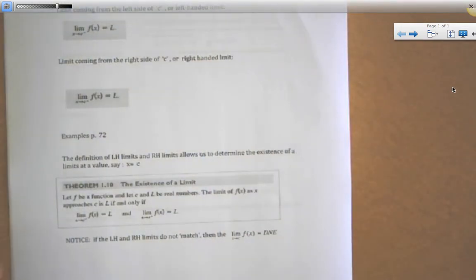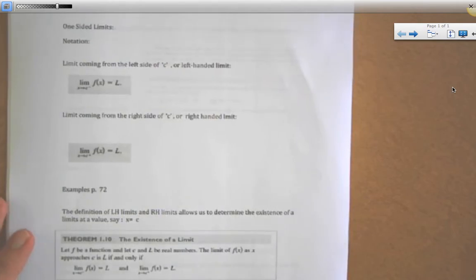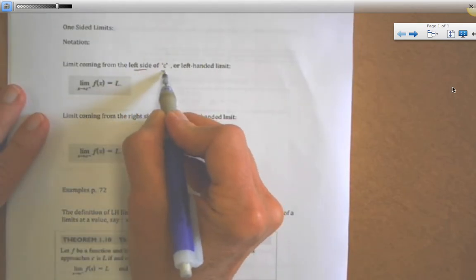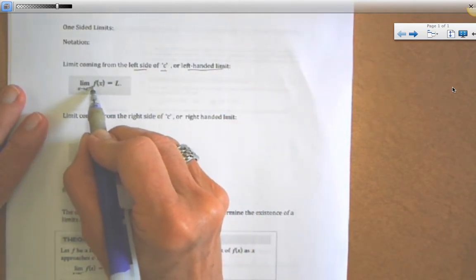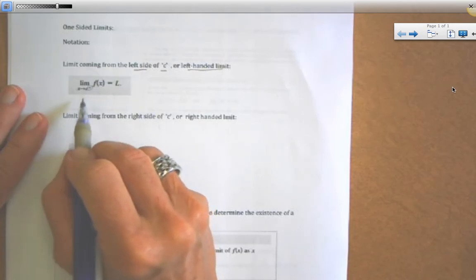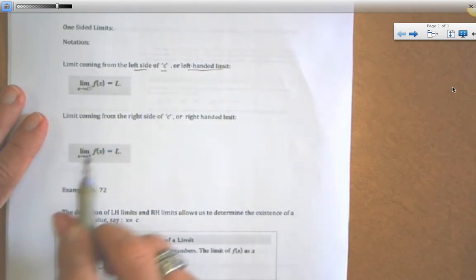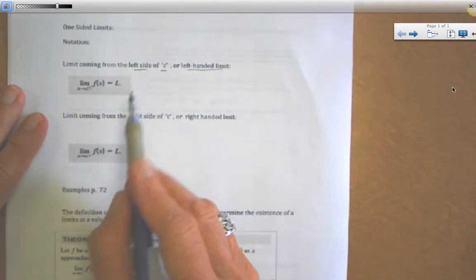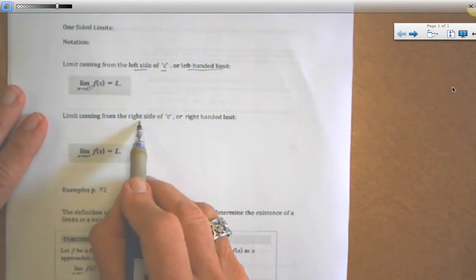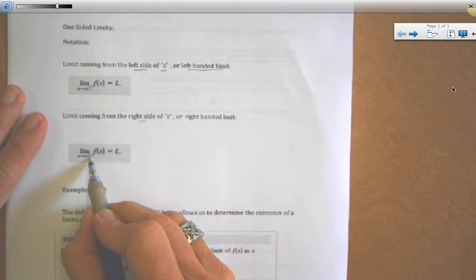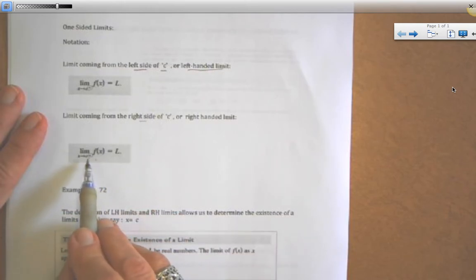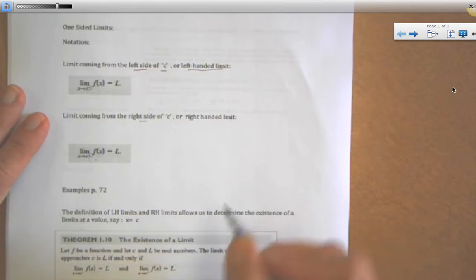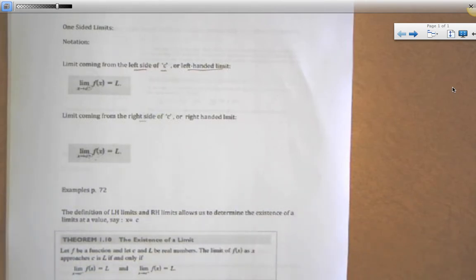All right. Now, I just introduced some new notation for you. Here it is formally. The limit coming from the left side of c, or left-hand limit, is the limit as x approaches c from the left of f of x equal to some value L. The limit coming from the right side has a little plus sign notation. When you see this notation, that's the limit coming from the right side of c of f of x. It's the same process we've been using. We're just formalizing the notation.